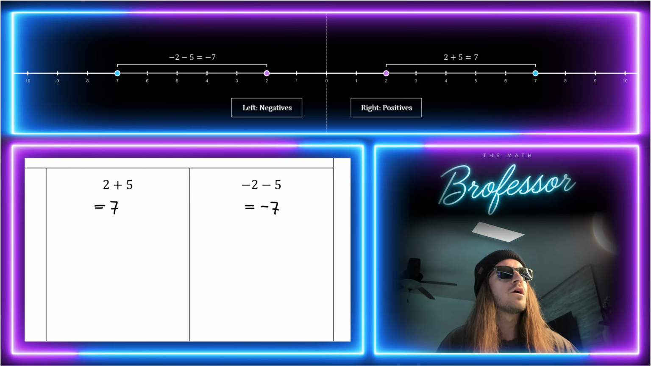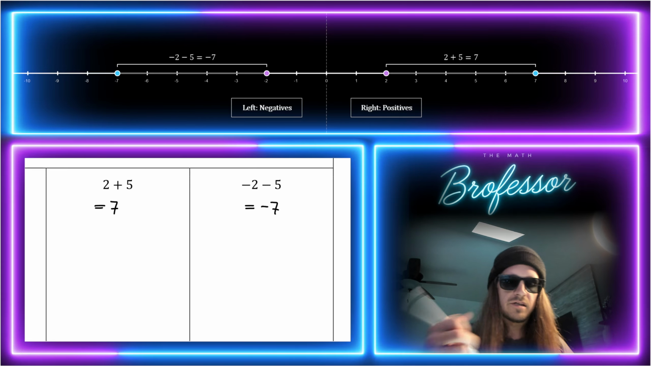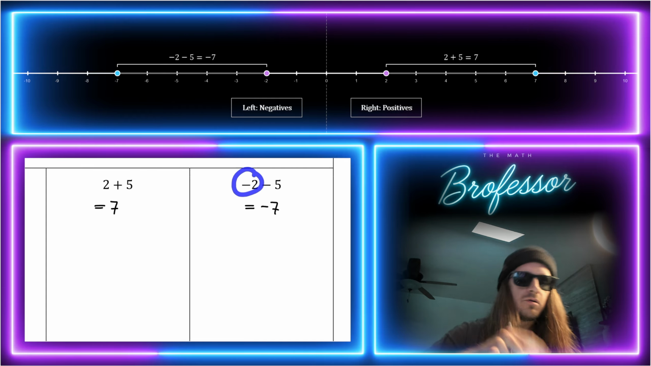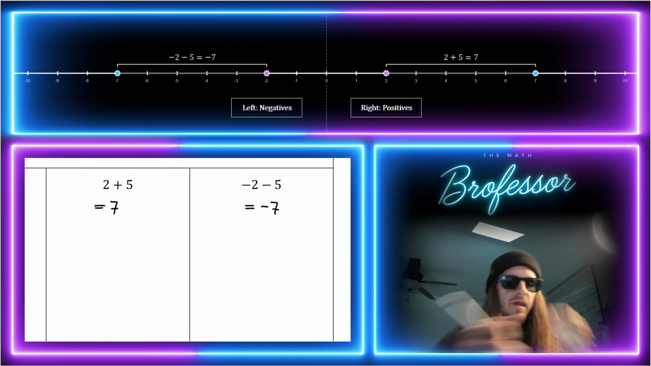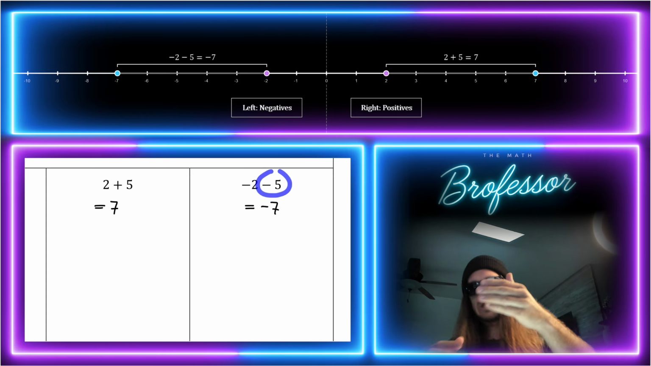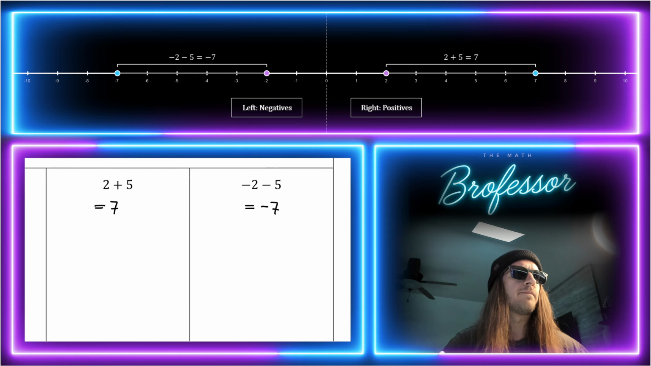Whatever your first number is, right? If your number is negative 2, you start on negative 2. And then if you have a minus, you go to the left, right? So that's what's happening there.